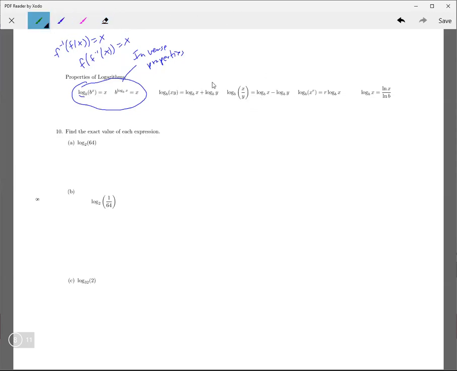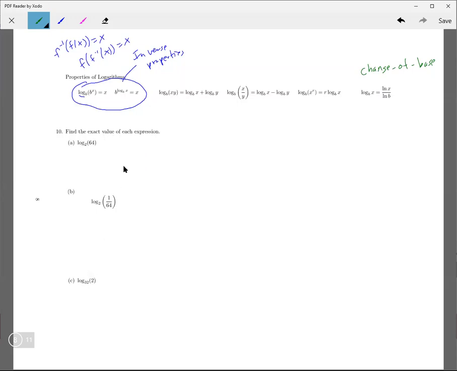The next one is the product property: log base b of x times y is log base b of x plus log base b of y. Then the quotient property, and then the power property, where this r comes down in the front. And this last one is called the change of base property. Some calculators don't have log base b for any base, so you can convert that log base when you have something more complicated, and rewrite it like this.